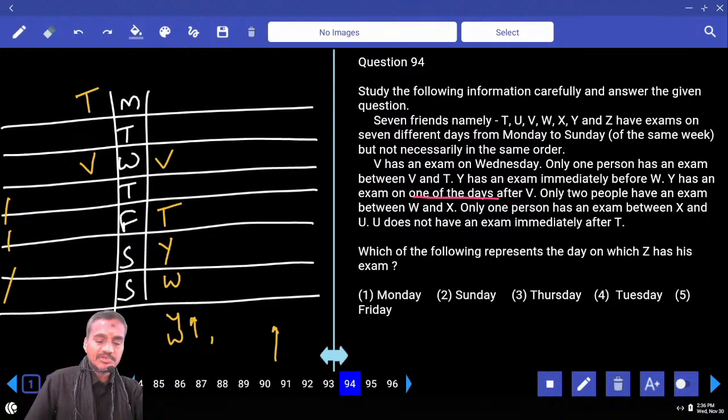And only two people between W and X, X is here. And next, only one person between X and U, U is here. And U does not have the exam immediately after T. U is not S, that is also true. And so is the person after, Z is the person after.